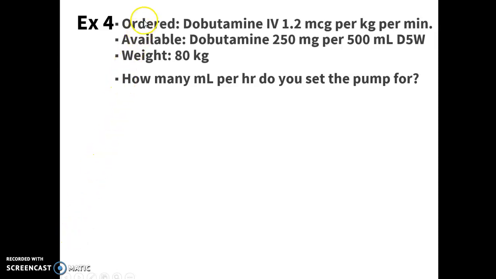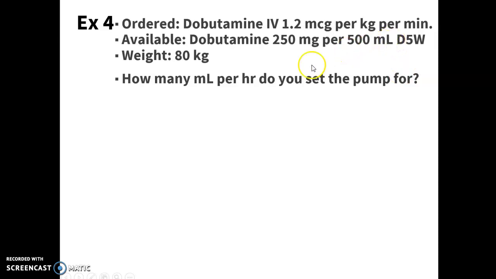Example 4 says that we have an order for dobutamine, IV, 1.2 micrograms per kilogram per minute, and it comes available in 250 milligrams in 500 milliliters of D5W, and our patient weighs 80 kilograms. So it's asking how many milliliters per hour will we set the pump for?